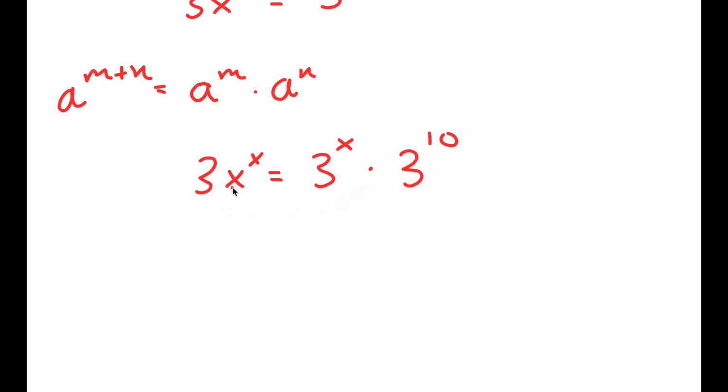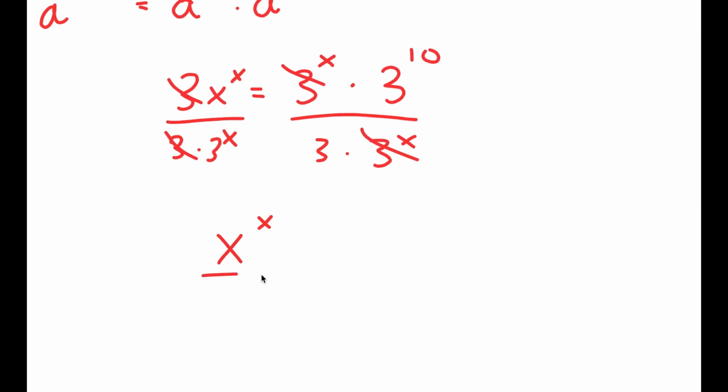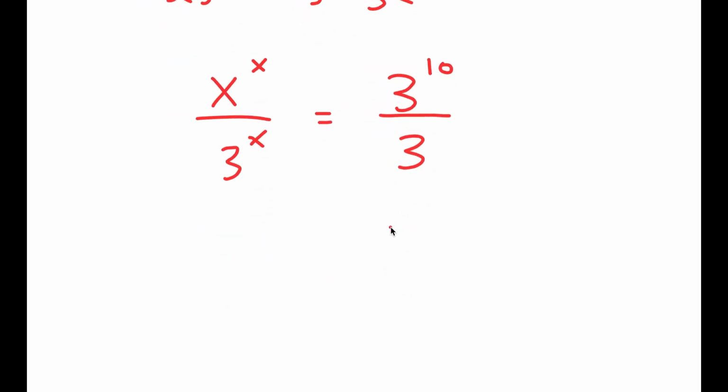So now I'm going to divide both sides by 3^x. For my right hand side, these two cancel out, and for my left hand side, these two cancel out. So I get x^x over 3^x is equal to 3^10 over 3. And 3 is the same thing as 3^1. And if I have something in the form a^m over a^n, this is equal to a^(m-n).